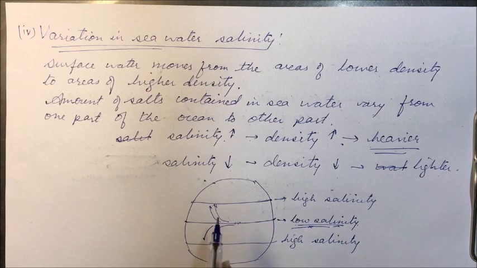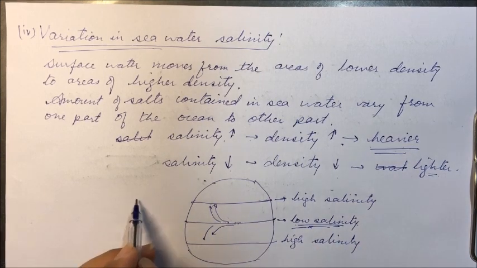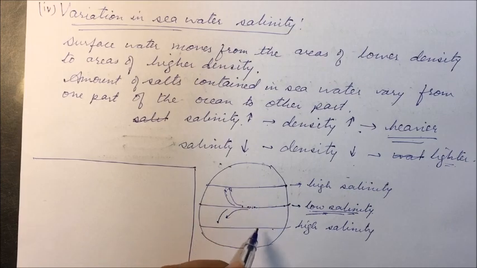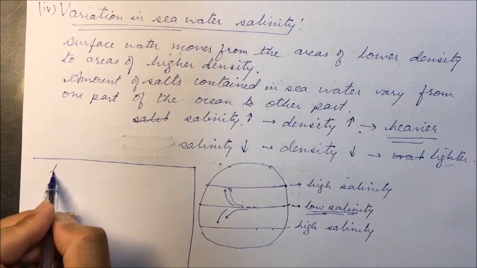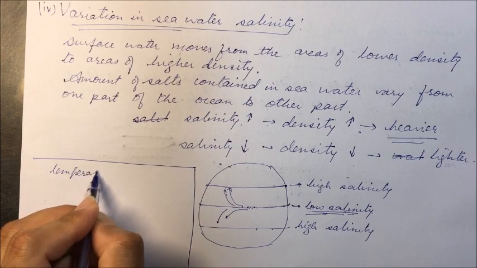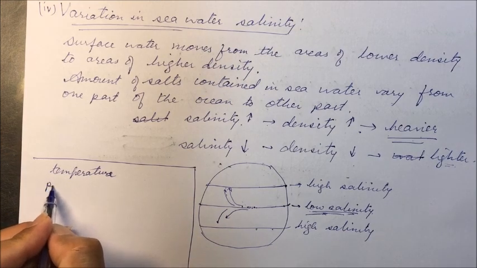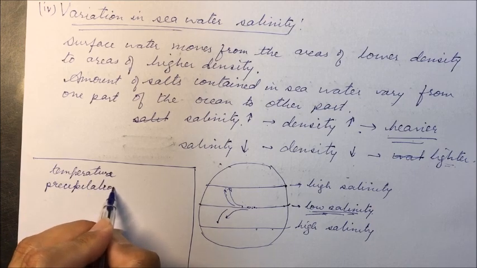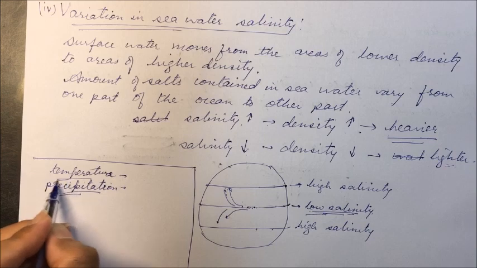And this water from equatorial region towards the tropical region will move on the surface because it is light. It will be a surface current. Here we will be taking two factors to decide the density, that is temperature and precipitation. These two factors we will be discussing.